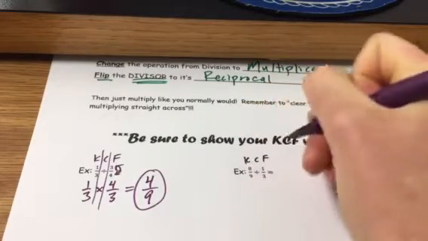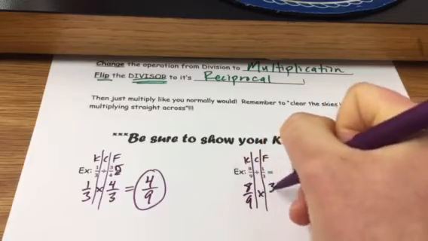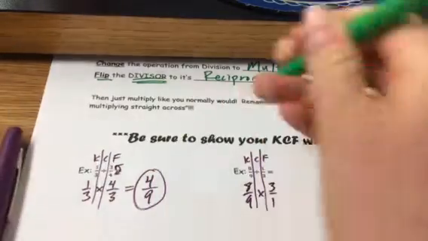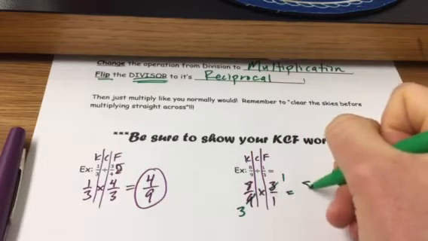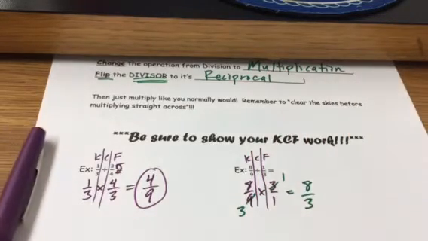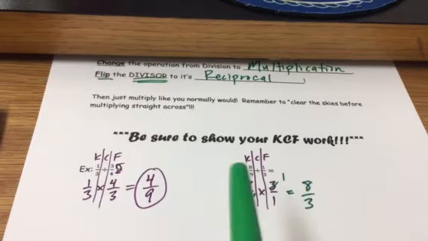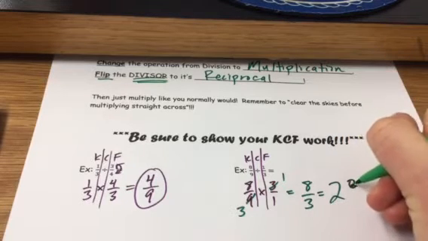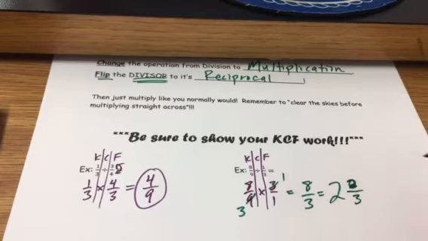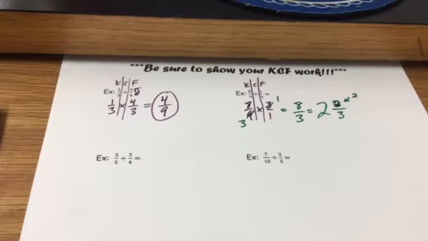8/9 divided by 1/3. Keep, change, flip. This is going to be 8/9 times 3/1. I can cross simplify. 3 goes into 3 once, 3 goes into 9 3 times. Multiply straight across, I get 8/3. That's an improper fraction, so I'm going to want to go ahead and turn that into a mixed number. 3 goes into 8 2 times. That's 6, and then there's 2 left over. So that's a 2, 2 2/3.